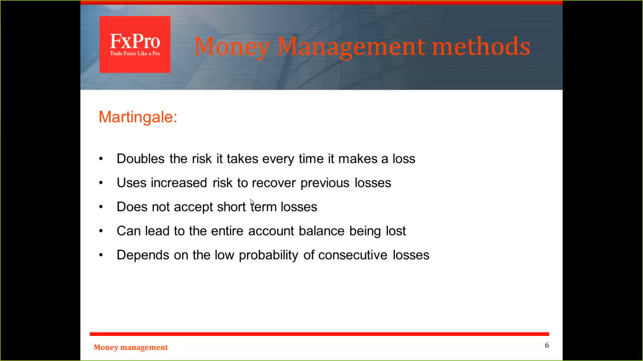So the success of this money management method depends on a low probability of consecutive losses. The only reason it loses your account is if you had a lot of losses in a row. So if you had, let's say, 6 losing trades or 10 losing trades in a row, that's when the Martingale strategy suffers. So it actually depends on your strategy having at least one or two winning trades in between the losing ones, and then it sort of ignores the short-term losses and quickly recovers them with the increased risk.